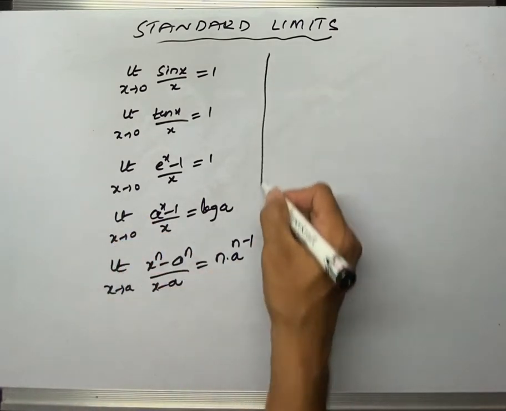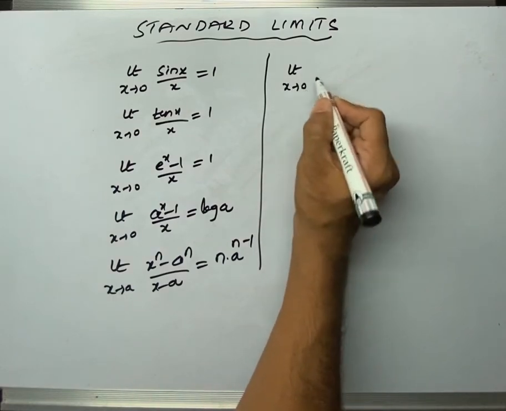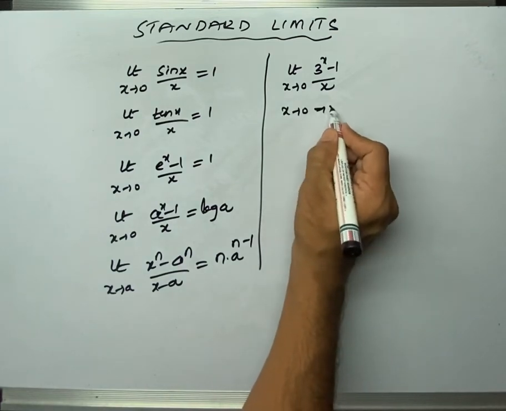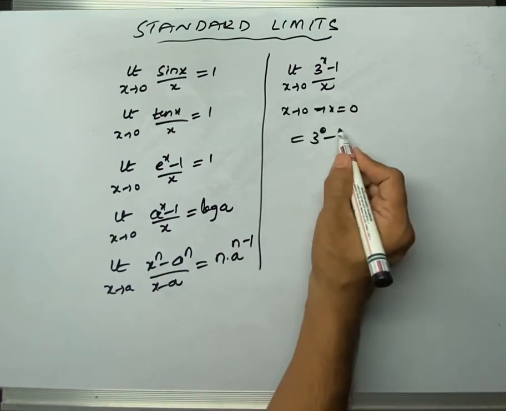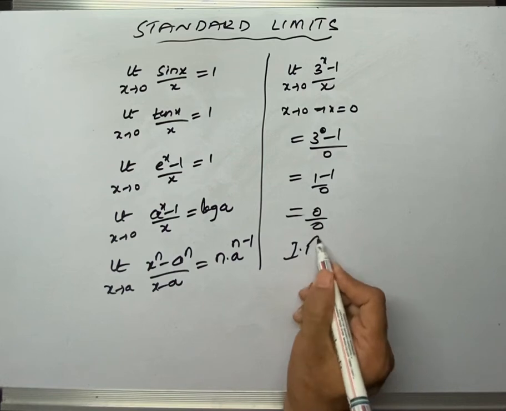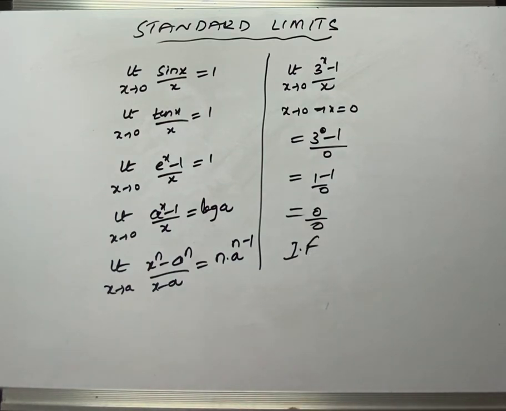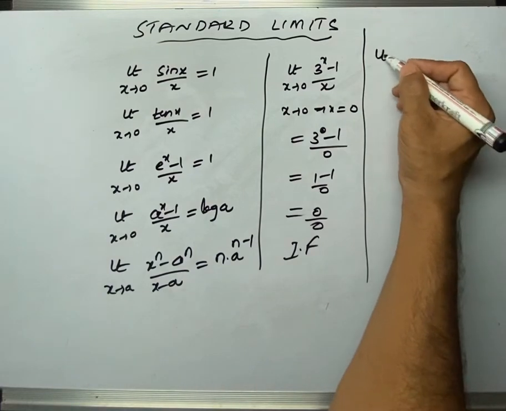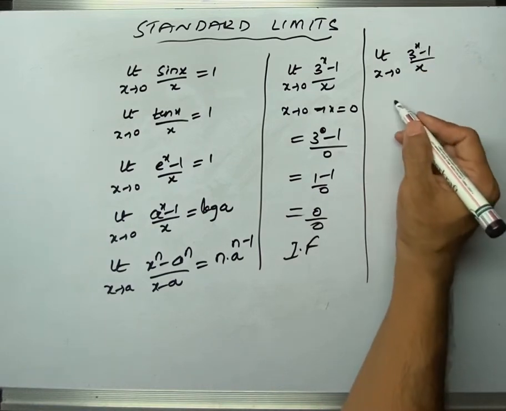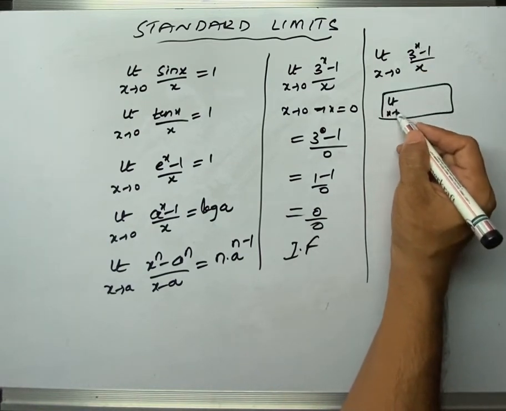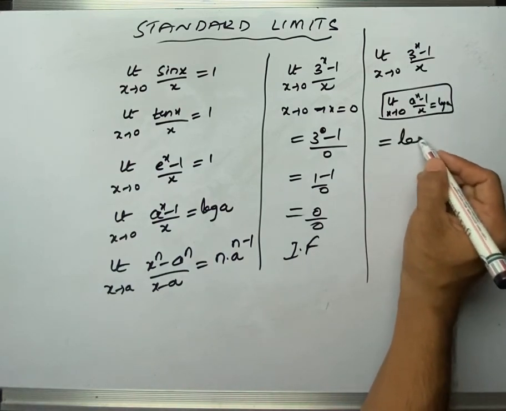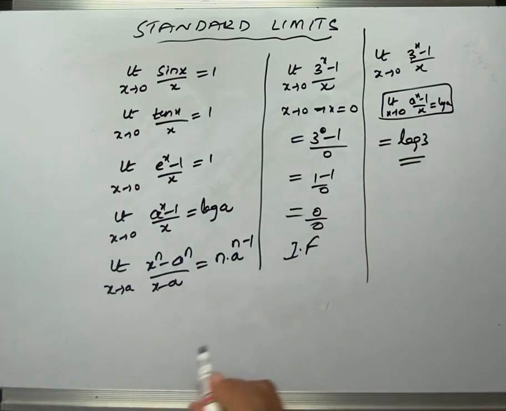Now check this. If we find a question in this way, limit x tends to 0, 3 power x minus 1 by x. What we'll do in the first step, we'll take x tends to 0 implies x is equal to 0, and we'll take x as 0 in this case. Anything power 0 is 1, 1 minus 1 by 0, 0 by 0, indeterminate form. Now once we got indeterminate form, we'll write the question once again. Now 3 means a power x minus 1 by x. By seeing this question, we get to know that limit x tends to 0, a power x minus 1 by x is equal to log a. So we can write this thing as log 3, and this is over.